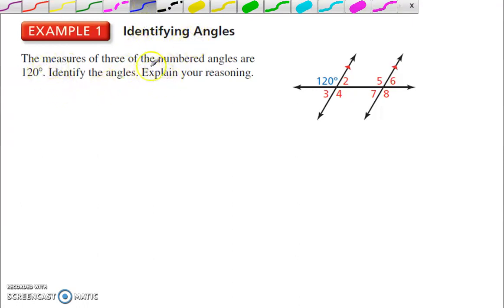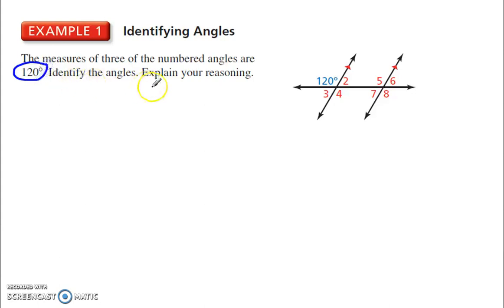All right, let's look at some examples. Identifying angles. The measures of 3 of the numbered angles are 120. Identify the angles and explain your reasoning. So here's 120. You can start any way you like. I'll start with what we just looked at, alternate exterior angles. The measure of angle 8 is 120 because alternate exterior angles.